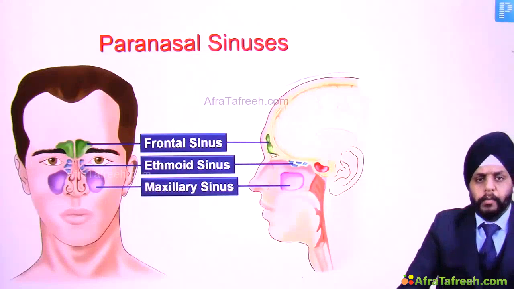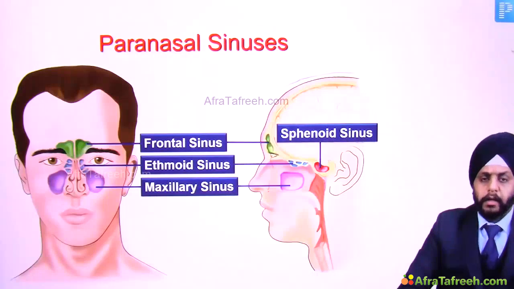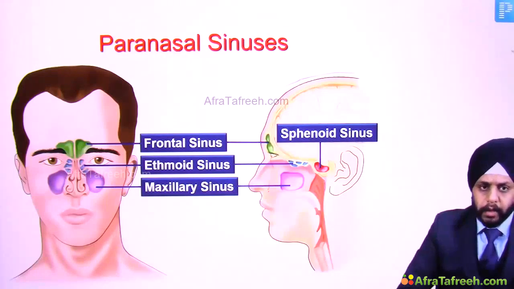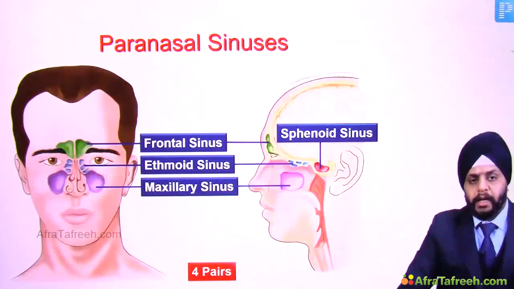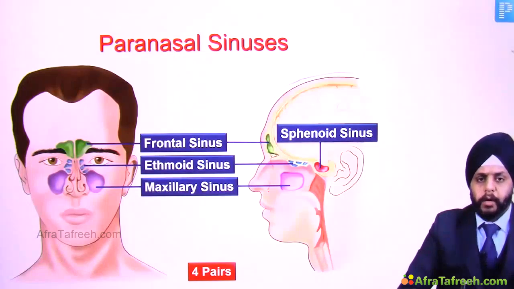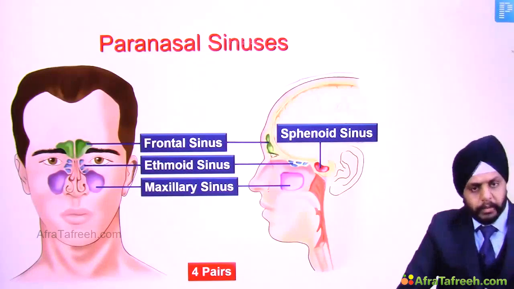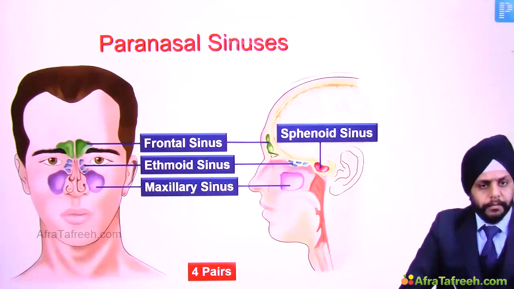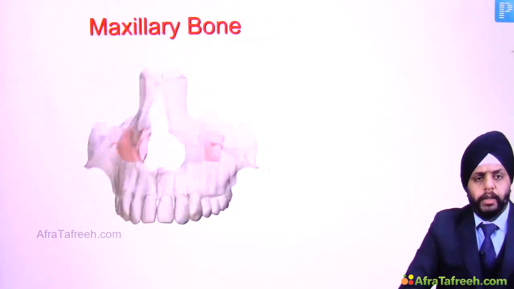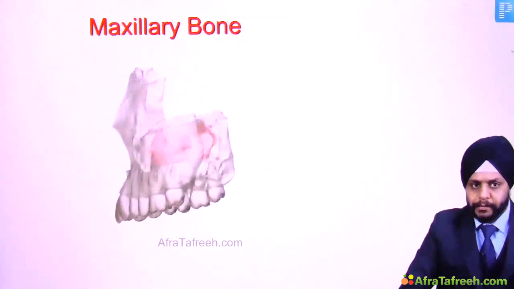Other than that, posteriorly you can see another sinus right in the center, that is known as the sphenoid sinus. So these are four pairs of paranasal sinuses, four on each side: maxillary, ethmoid, frontal and sphenoid. And we will discuss each one of them one by one. So let's first start with the maxillary sinus.